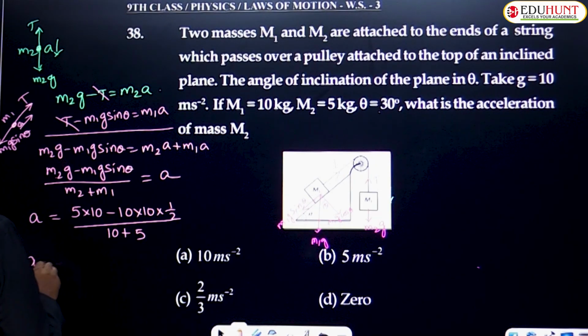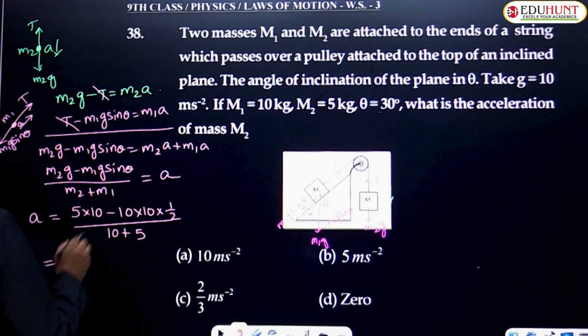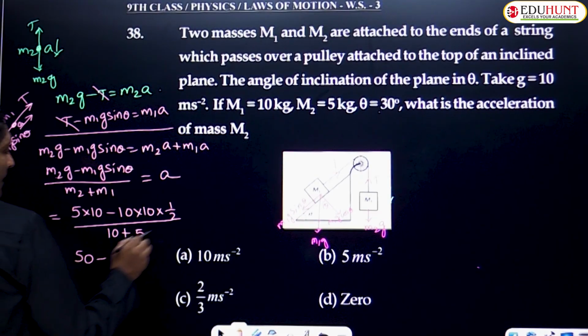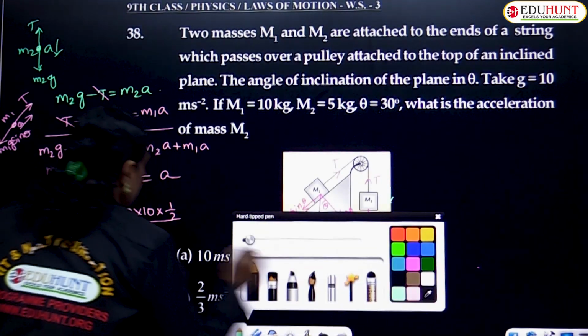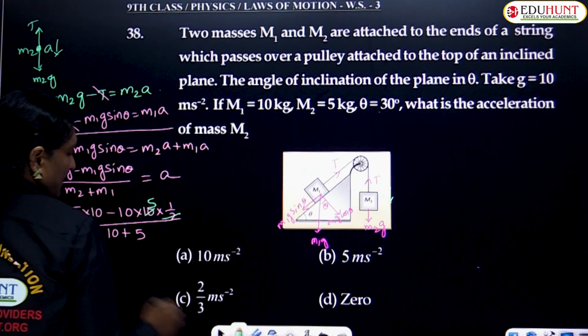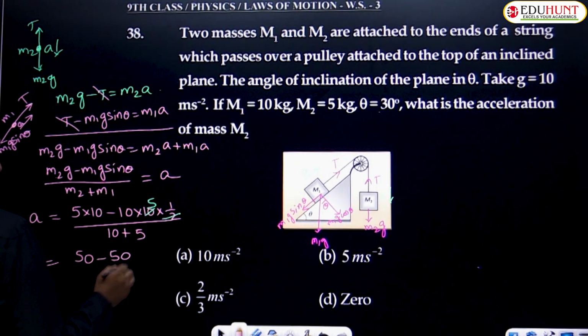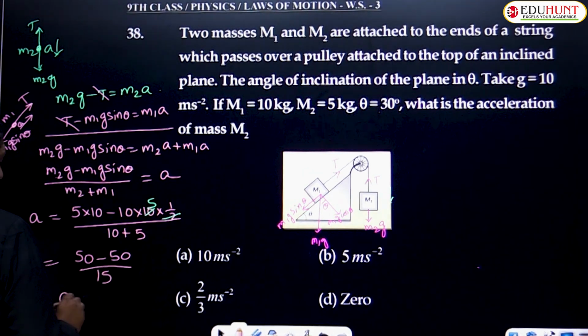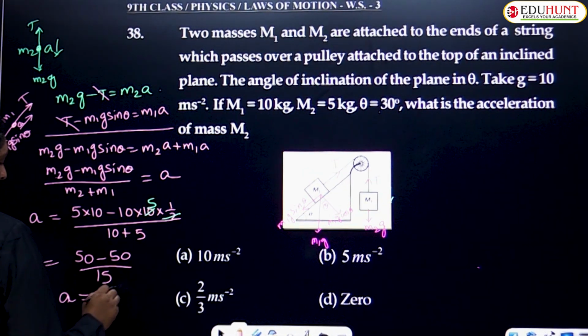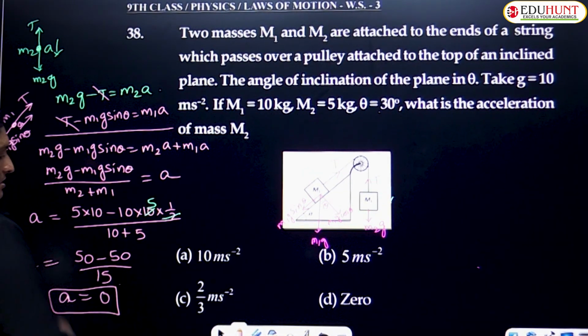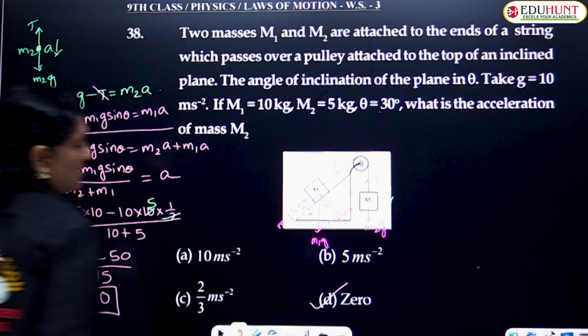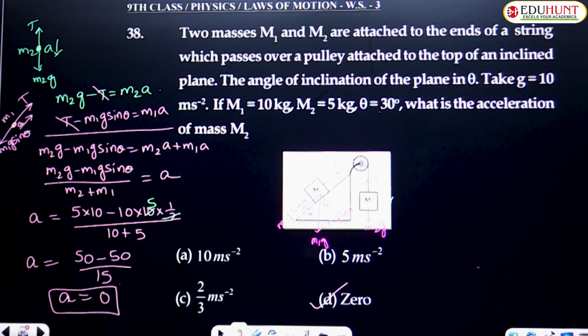Hence, the value of A is found to be 5 into 10 is 50, minus, here again the 2 cancels, 5 times 5 into 10 is 50, whole upon 15. But what is 50 minus 50? 0. So, 0 by anything is 0.